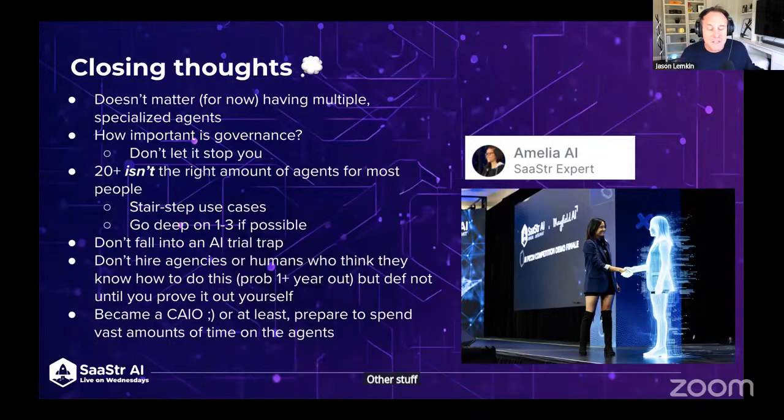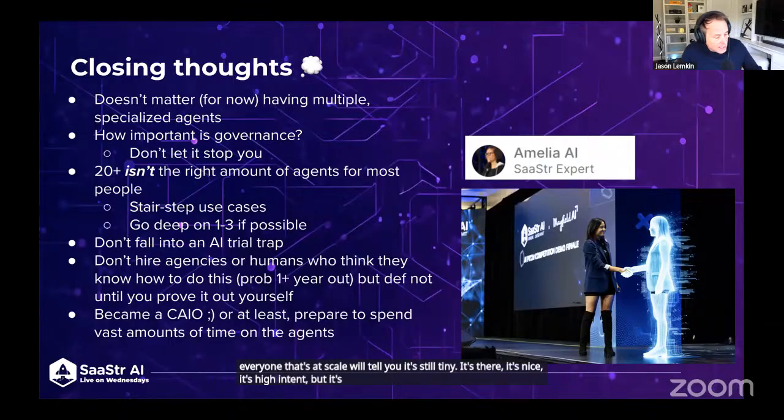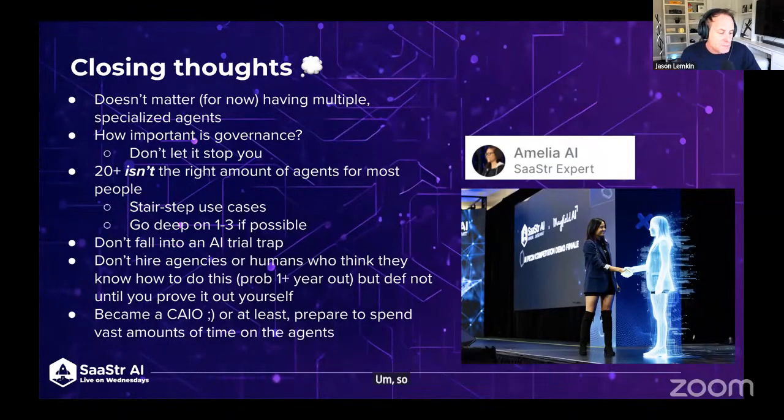Other stuff is up. It's not because of GEO. We can track our ChatGPT traffic. Everyone that's at scale will tell you it's still tiny. It's there. It's nice. It's high intent, but it's tiny. But SEO is important to us, even though we don't have enough time to work on it.